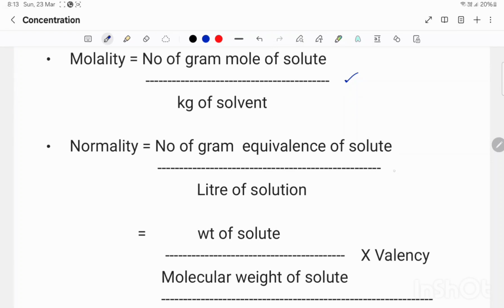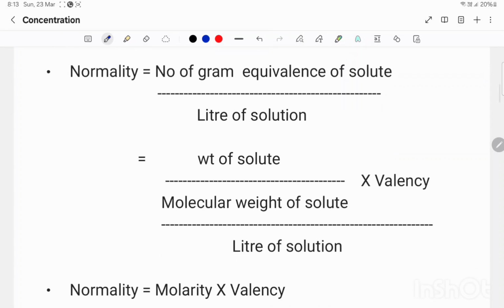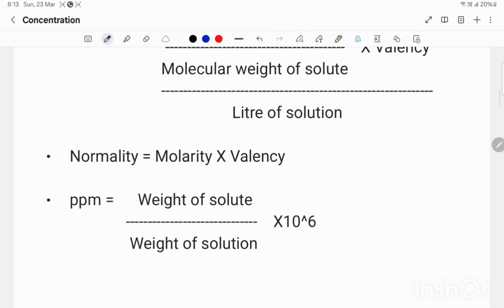The number of gram equivalents can be written as weight of solute by molecular weight of solute into valency by liter of solution. The other way in which we can express normality is molarity into valency. Next one is ppm, parts per million, which can be expressed as weight of the solute by weight of the solution into 10 raised to the power 6.